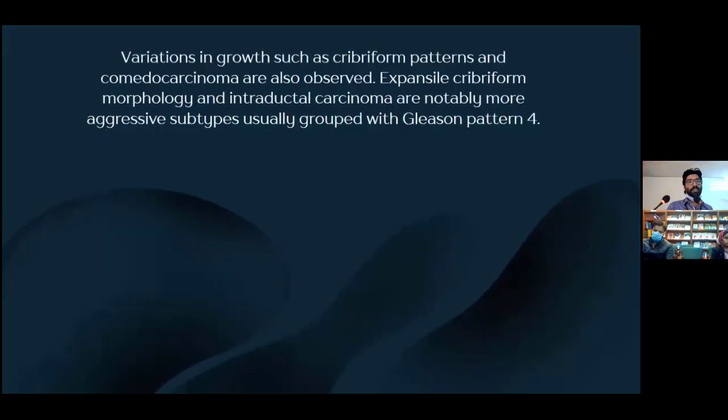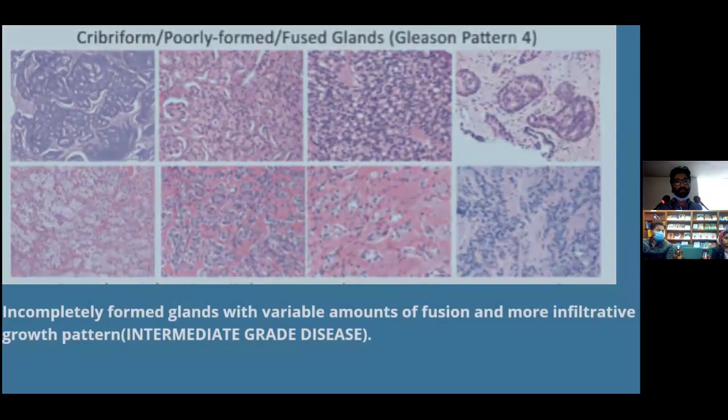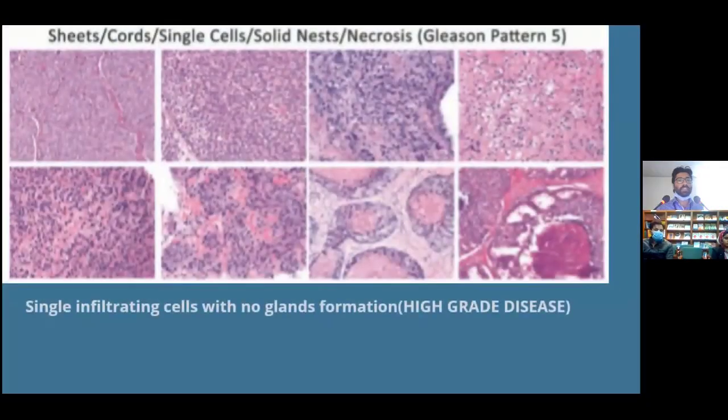This is Gleason pattern 4, and the variations that we see in prostate biopsy are cribriform patterns and comedocarcinoma. They also come under this pattern 4 disease. Then we have Gleason pattern 5, where we have single infiltrating cells with no gland formations, and it's a high-grade disease.